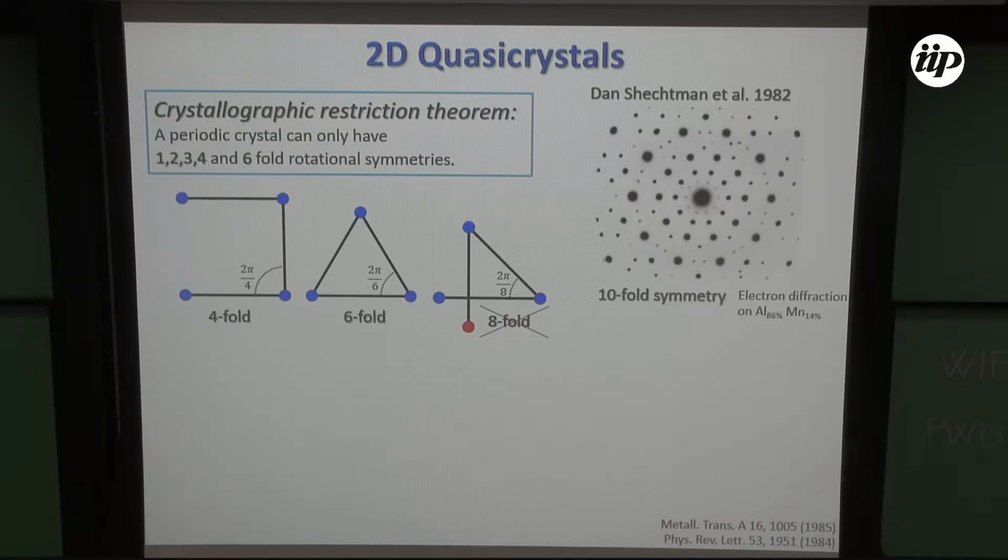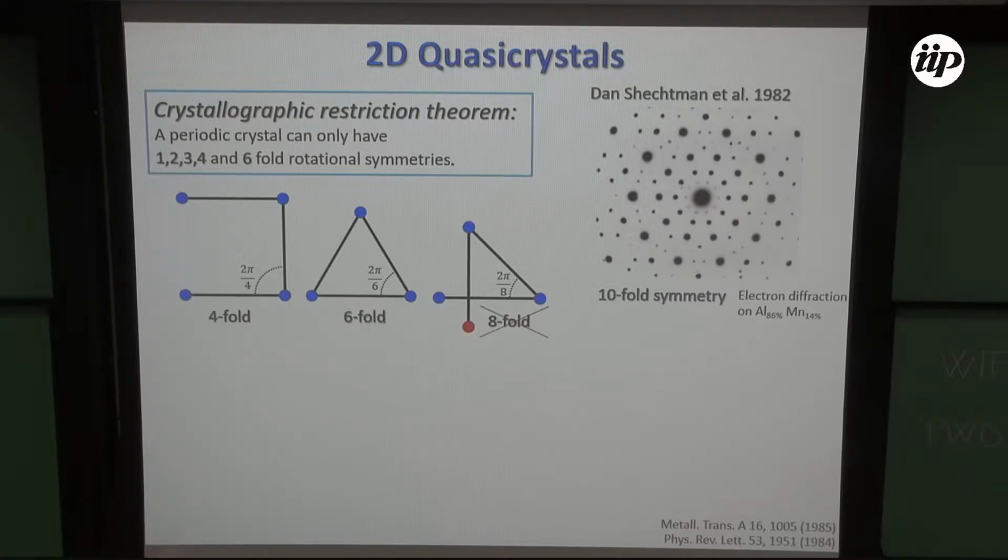And there was a long debate: is this real physics, or is this just an experimental artifact, that they maybe have twinnings or other crystallographic problems in the preparation of their samples, that it's just an artifact of bad science? And the debate really went on repeatedly for a couple of years.